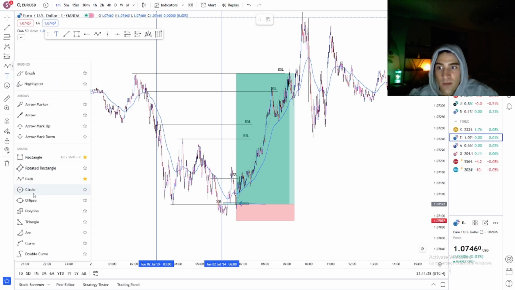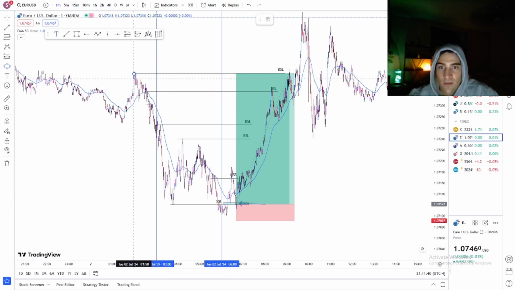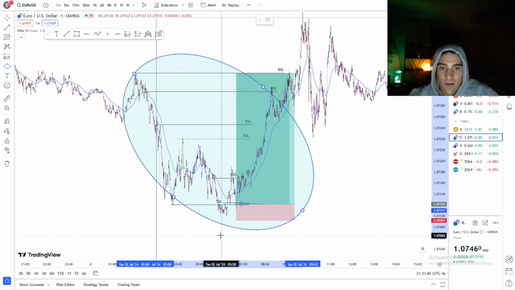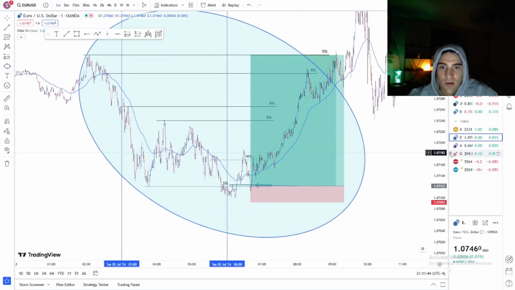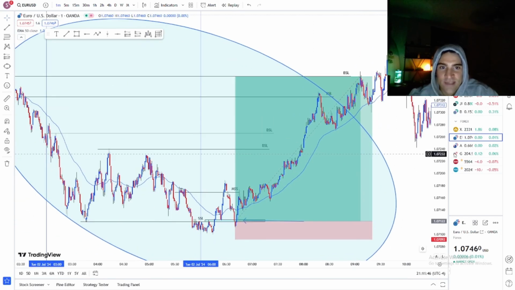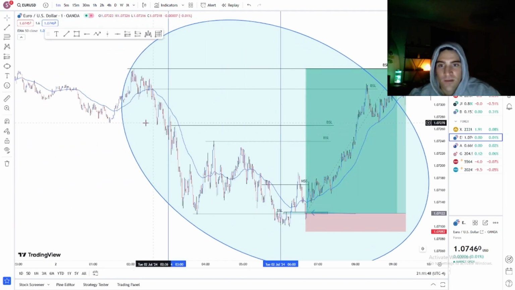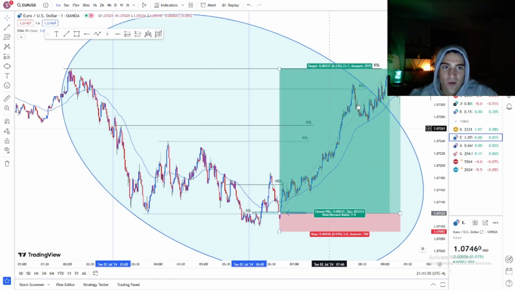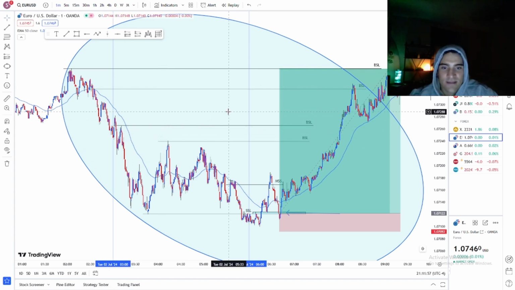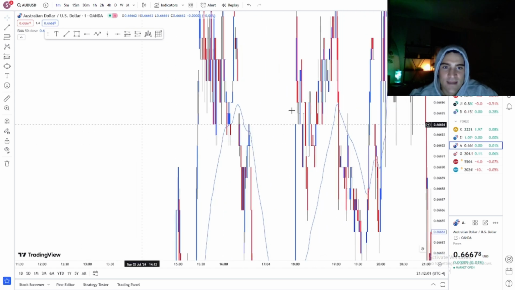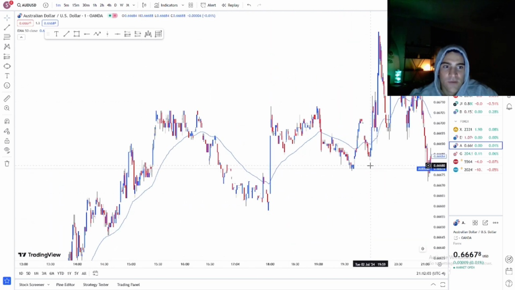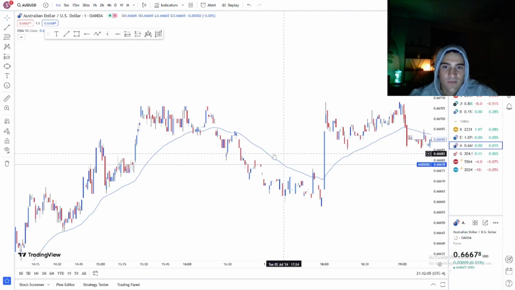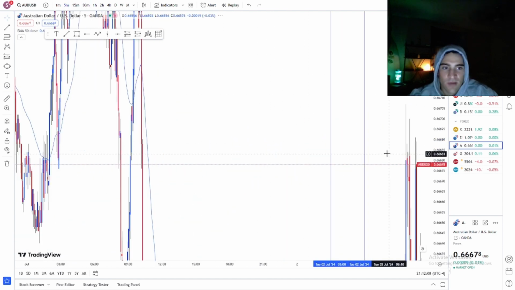Hold on. Let me hurry up and get this. Alright. This whole thing right here is a setup. That whole thing is a setup. We had our accumulation, sweep of sell side liquidity to then target all of this buy side liquidity. That's beautiful. That's beautiful. Same exact thing that we did on AUD USD. Where is it? Oh, hold up. Let me go to 5 minute.